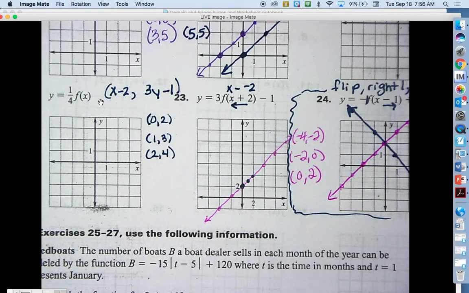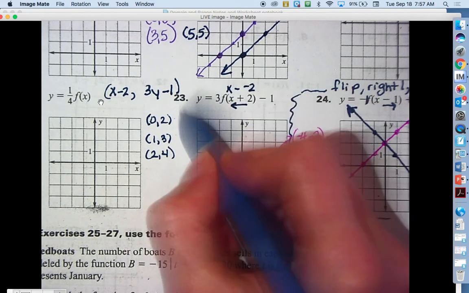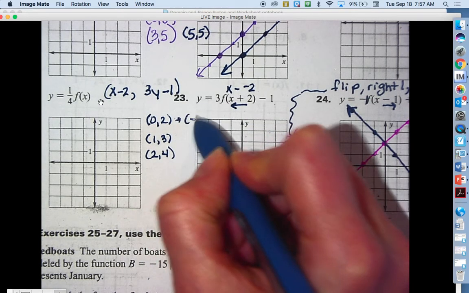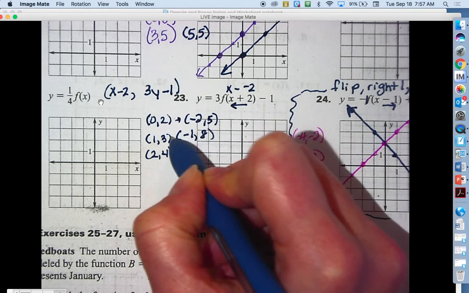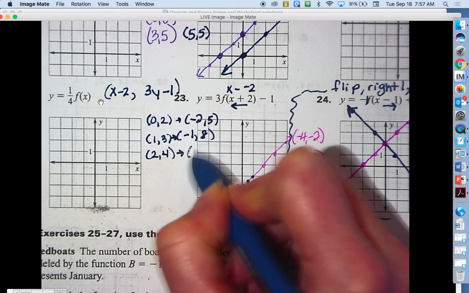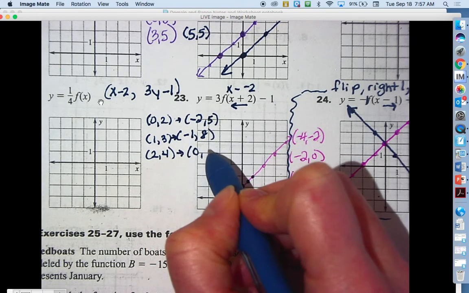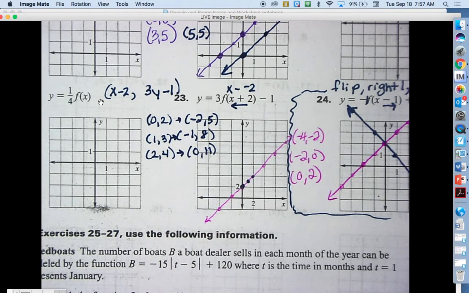So Emma, what would the new points be since you chose those 3 points? What are your new 3 points? -2, 5, -1, 8, and 0. And then you said 0, 11. So those are Emma's 3 new points.